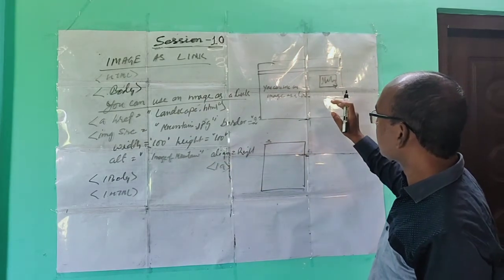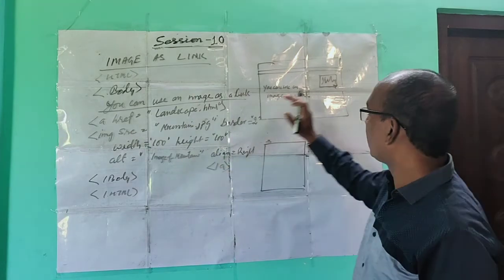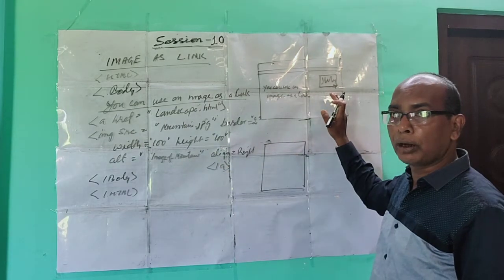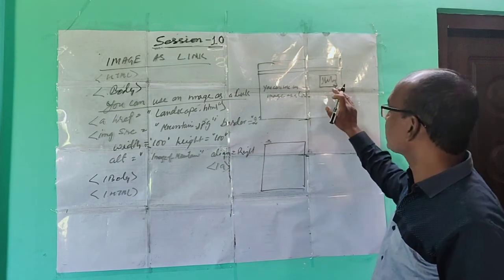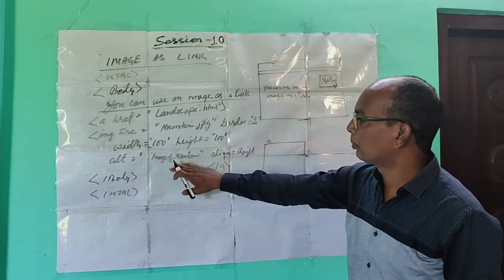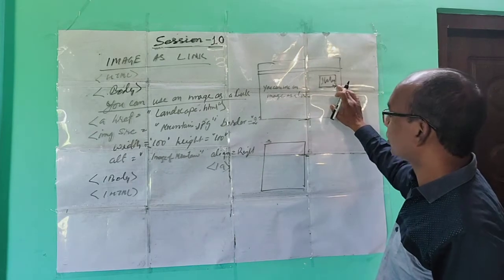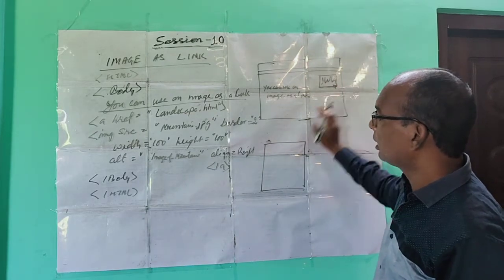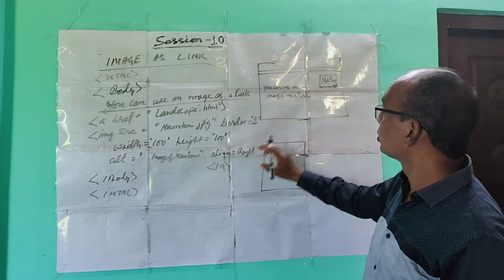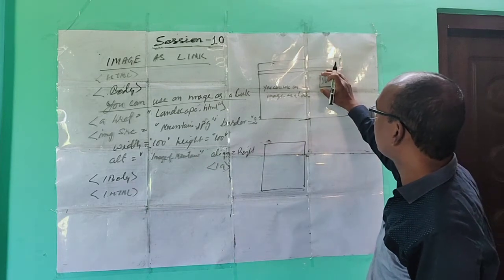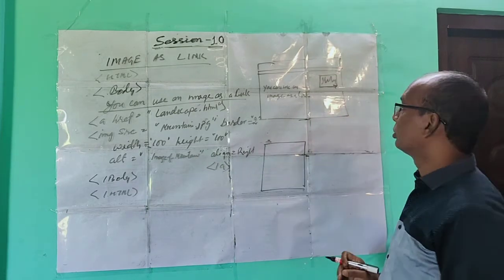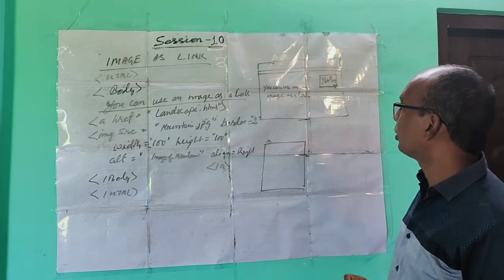In other cases, when you use ALT, either the image will appear or not appear, but the text must be shown. You will get the text "image of mountain" when you bring the mouse pointer near the image. Then the next one is align right. So this image will display on the right of the web browser, between body and body close.